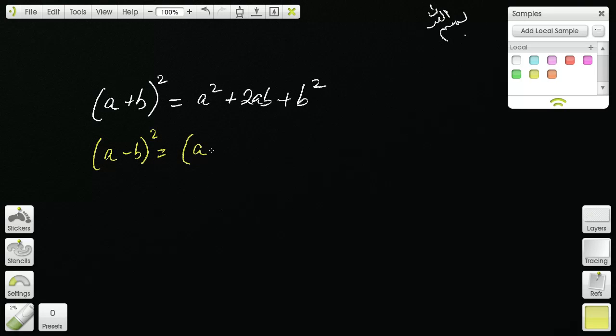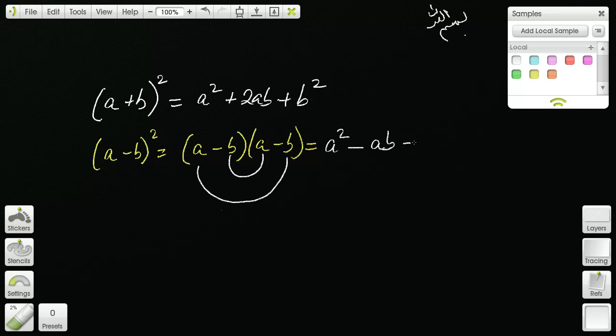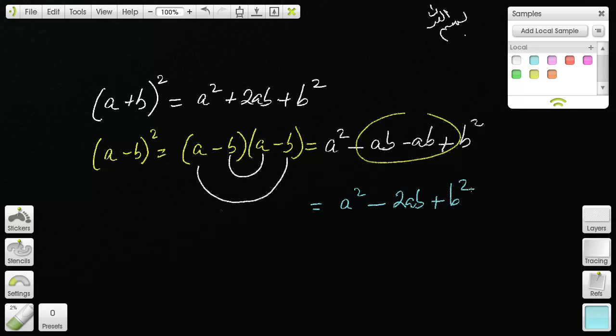Let's FOIL this. (a minus b) times the quantity (a minus b). First, a squared. Outer, that's minus ab. Inner is minus ab. Now notice I'm writing a first and b second, just to be consistent. And last would be negative b times negative b, which is positive b squared. Then you combine these like terms, and you get a squared minus 2ab plus b squared.